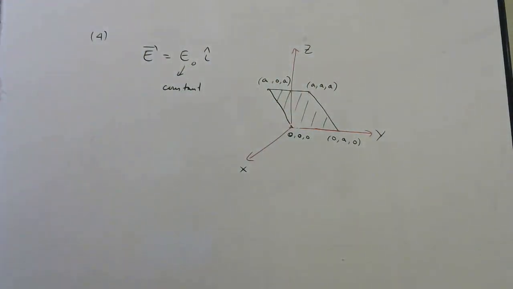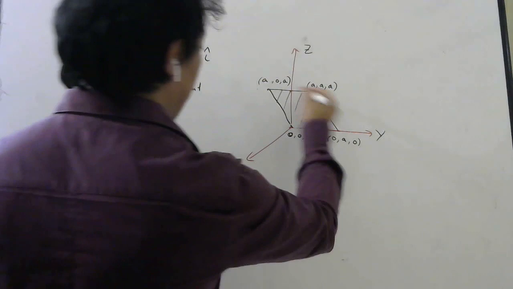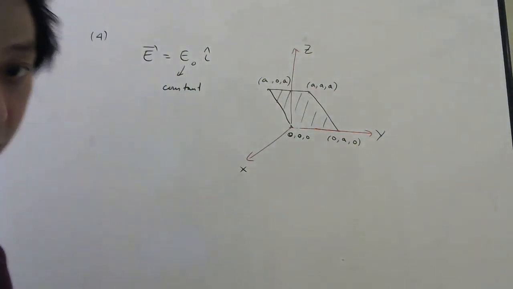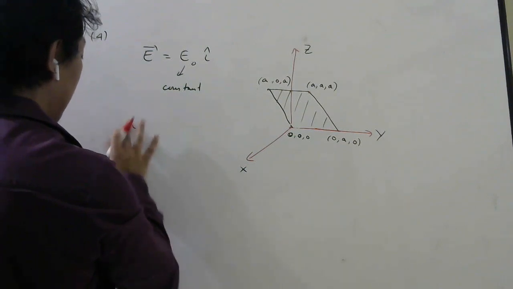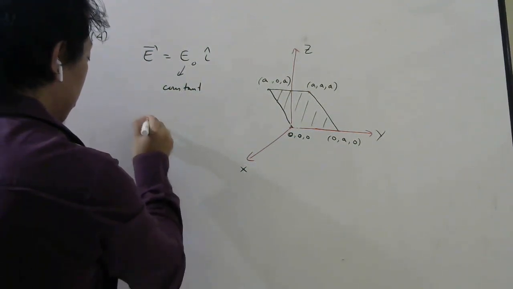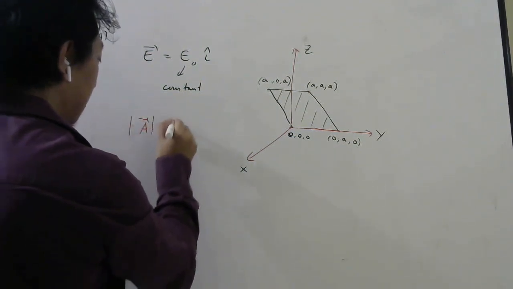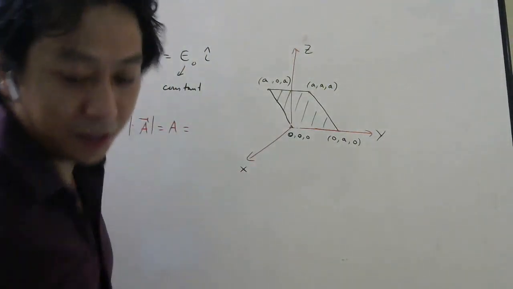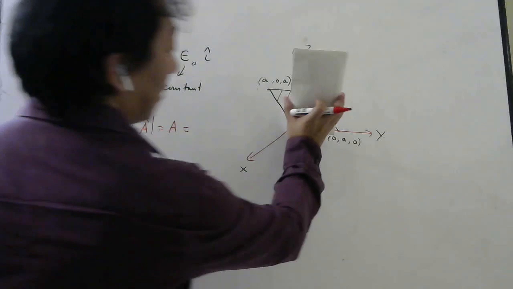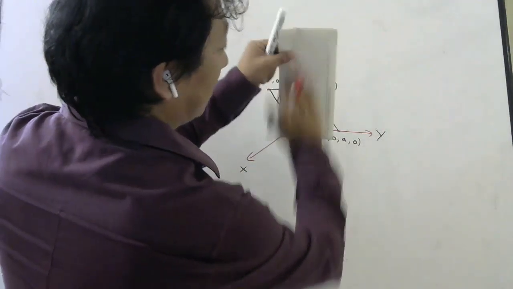Now how to find the flux through this? Since it is a plane surface, we can use EA cos theta. E magnitude we know. Let us now see the area magnitude. The area vector magnitude means simply the area. What is the area of this? It's a rectangle. Only thing is they have kept it this way, but this area will still be a rectangle.